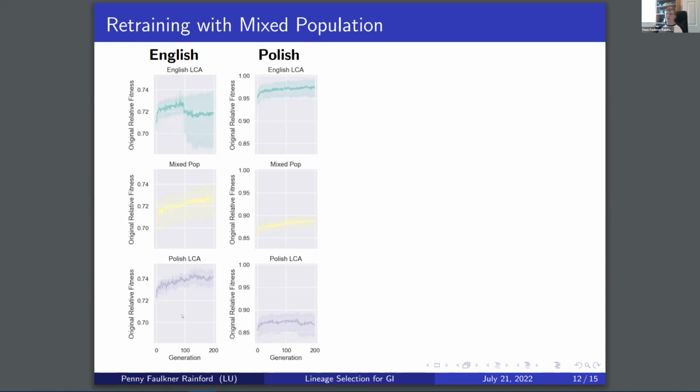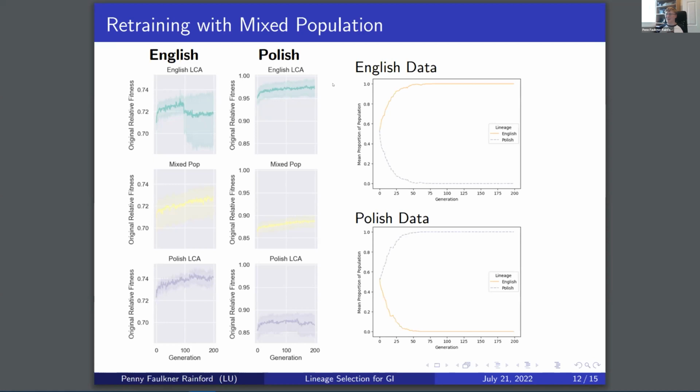And as you can see, not as strongly for the English, though this is statistically significant. The mixed population trains as well as the English individuals, and the Polish trains worse. And in the case of the Polish, the Polish and the mixed population train quite well, and the English trains much worse. And just to really make sure that these things were behaving as one would expect, we actually looked into which lineages were dominant in the population, and we found that in the training against the English data, the English lineage became dominant very, very quickly, and against the Polish data, the same happened again.